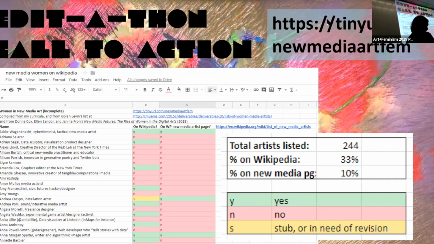And parts of the page are editable. If you go to this link, you can make changes to Wikipedia and then log them on here, and that will change the ratios and things. You could also add artists to the bottom if there's people that I missed out on. At present, of these 244 artists listed, only about a third are on Wikipedia, and only about a tenth are listed on the new media artists page. So the ratio is pretty dire.